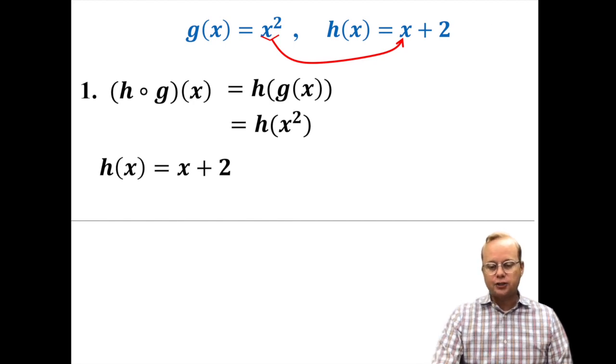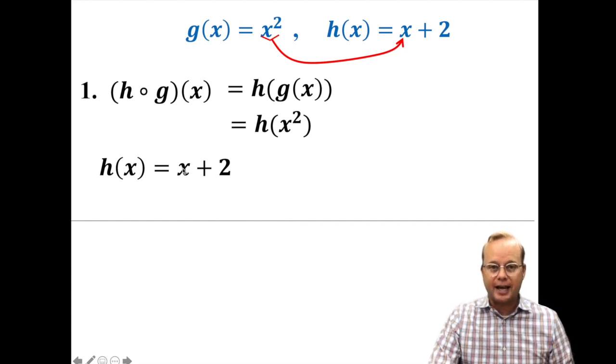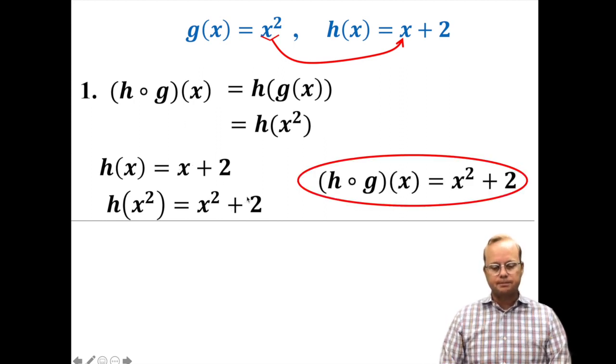So my h of x is originally x plus 2. But I'm taking this entire quantity and I'm going to plug it right in here for this x. And as I do that, x squared, right? This is x squared. I'm plugging it into where x was. That gives me x squared plus 2. That's my answer. That's as easy as it gets.